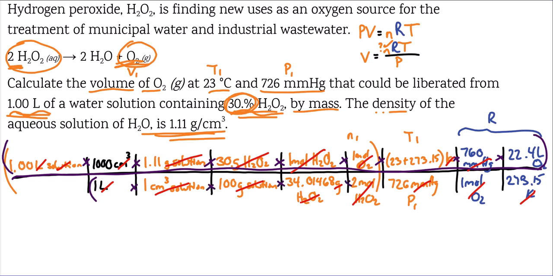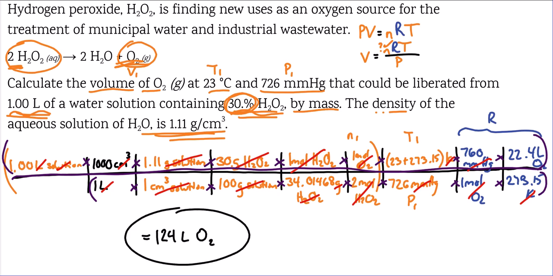Once I know everything's in place, we multiply across the top, divide by the product of the bottom, and solve. This gives me 124 liters of oxygen gas. This is the V1 that I was looking for. My second set of conditions was in R.